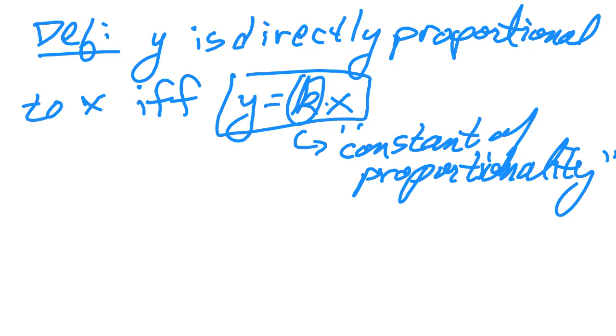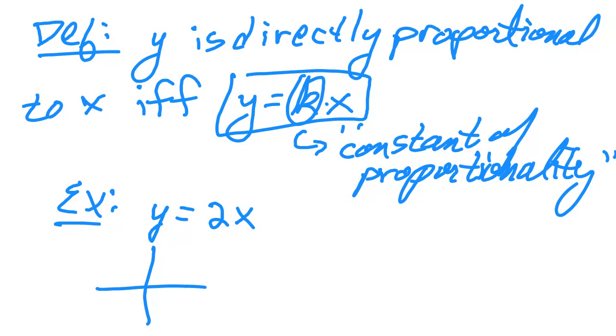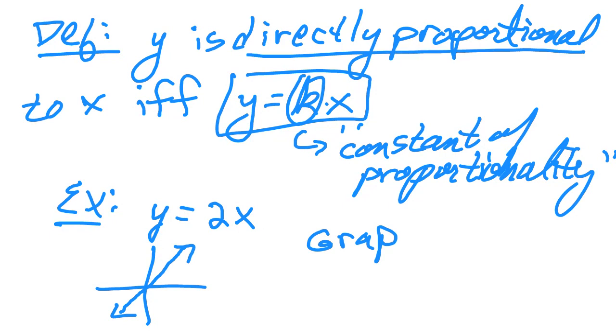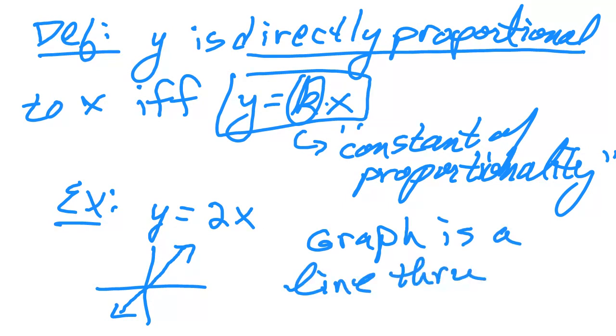Now let's think about that. An example is, if I have Y equals 2X. Well, what would that look like? It's a graph that would be a line, right? In this case, I have a slope of 2, so it rises faster than it runs. But where does it go through? The graph of a directly proportional, by the way, I usually underline what I'm defining. The graph is a line through the origin. So if we have a line through the origin, we're going to have direct proportionality.